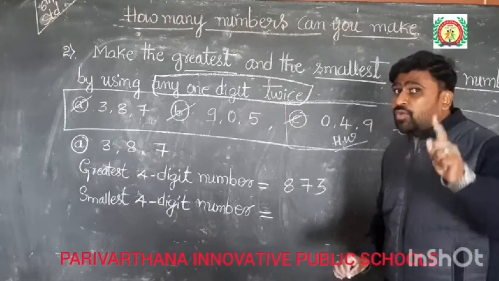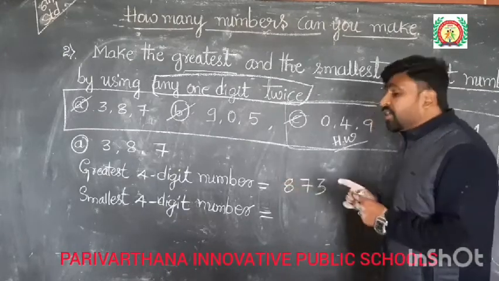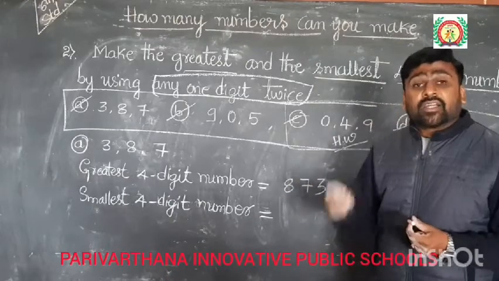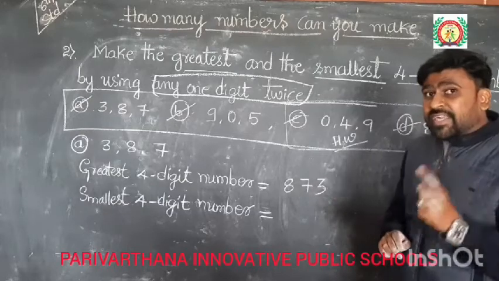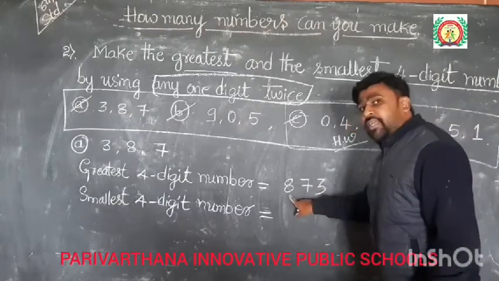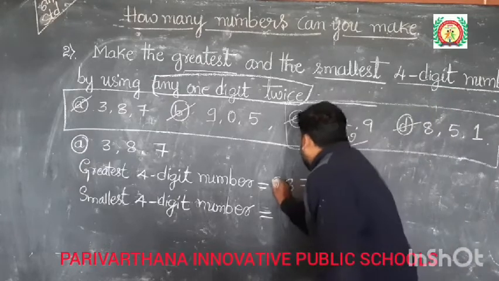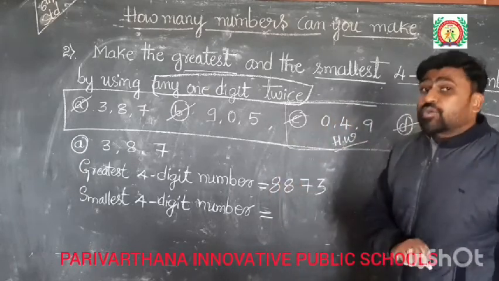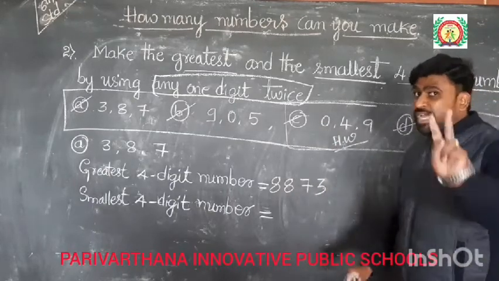1 digit we have to use 2 times. Which one we have to use? Regarding the 3 digits, whichever is the big digit, that digit we have to use 2 times for the greatest. Clear? Here which is the greatest digit? 8 is the greatest. That means 8 we have to use 2 times. That is 8,873 is the answer.